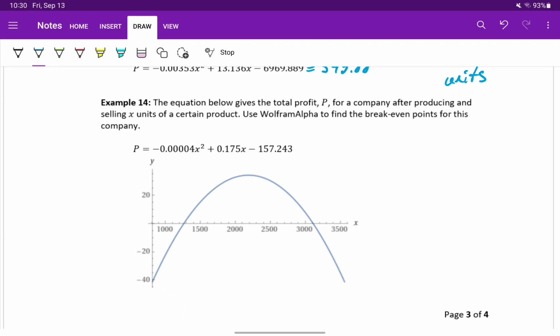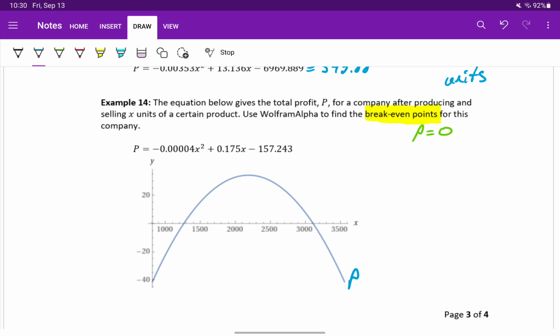In example 14, we're again given an equation for total profit for a company after producing and selling X units. We want to use Wolfram Alpha to find the break-even points for this company. Whenever we're asked for break-even points, what we're looking for is the point where our profit, P, is equal to 0.